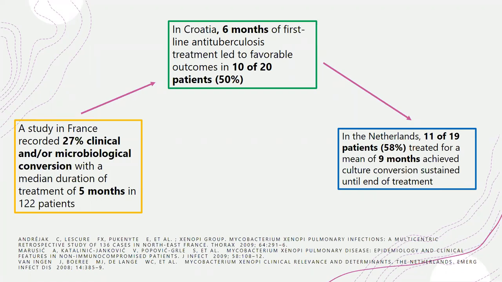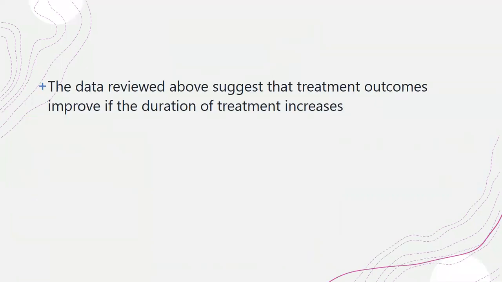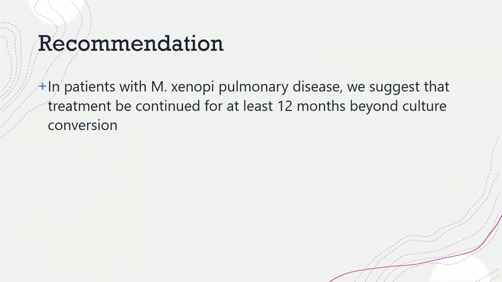This is a study of 122 patients. If you increase that treatment duration to 6 months, a study in Croatia showed that this increased the sputum conversion rate to 50%. And if you went all the way up to 9 months, you increased that up to 58%. So there is a clear linear association between the duration of treatment and treatment outcomes. For that reason, it is suggested that you treat these patients for at least 12 months beyond culture conversion.